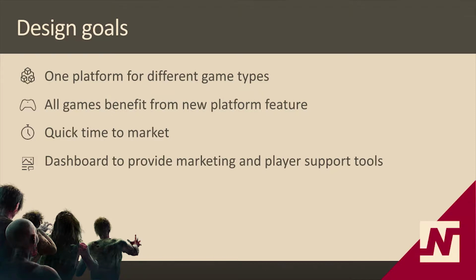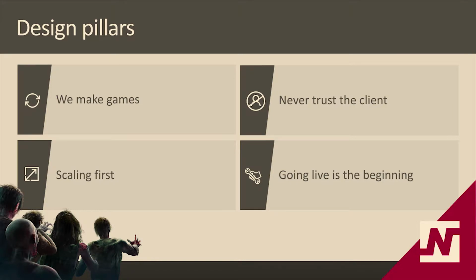So this is how we started to do this. These are the design pillars. We wanted to make sure that we let people focus on making games instead of technology, so we tried to keep the amount of tech as small as possible. We want never to trust the client, because we feel that games are becoming more and more social and more competitive. So you have to make sure that it's fair for all the players, so there's no possibility for cheating.